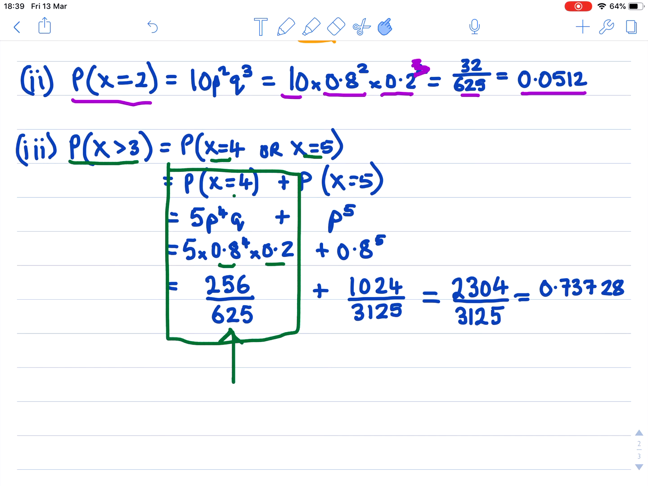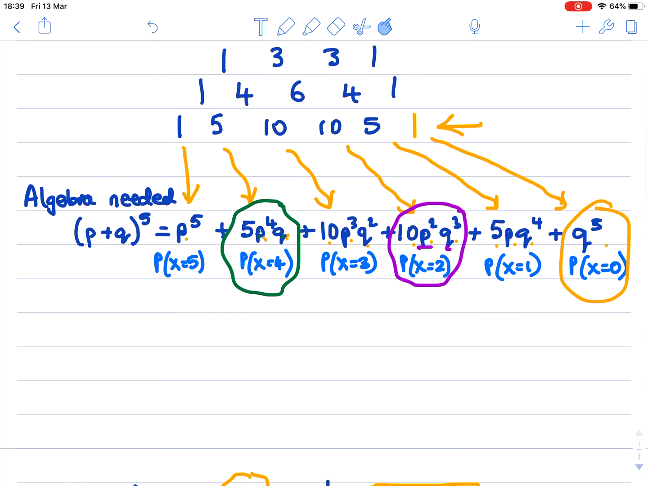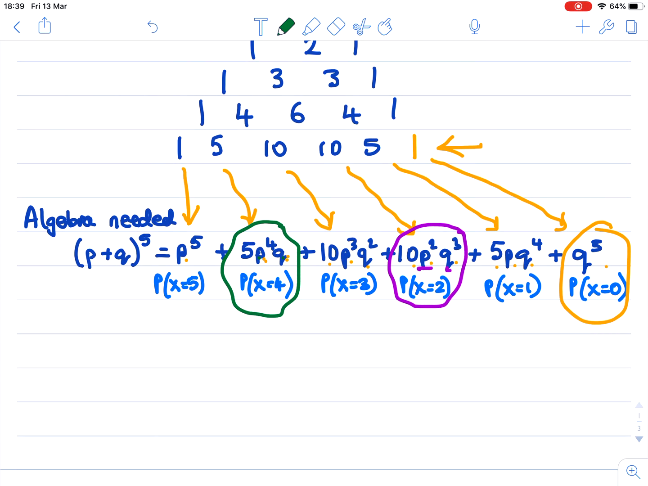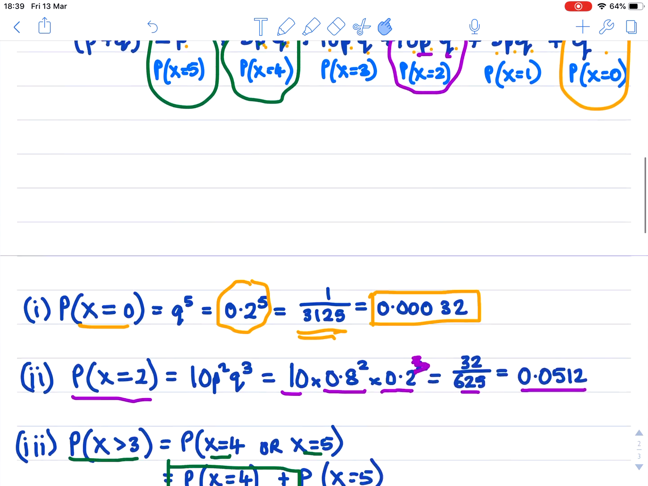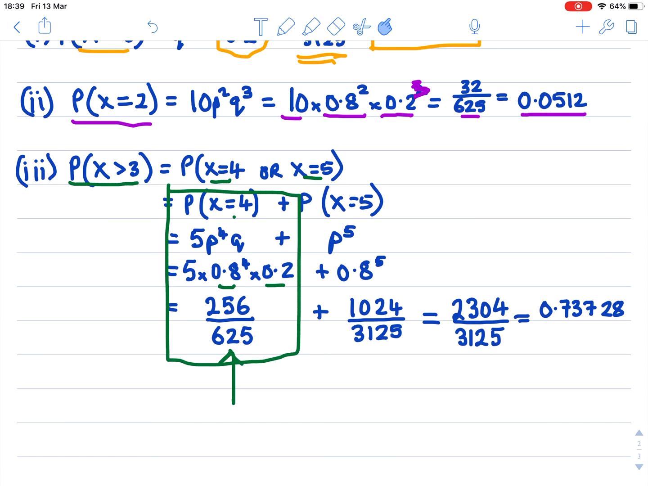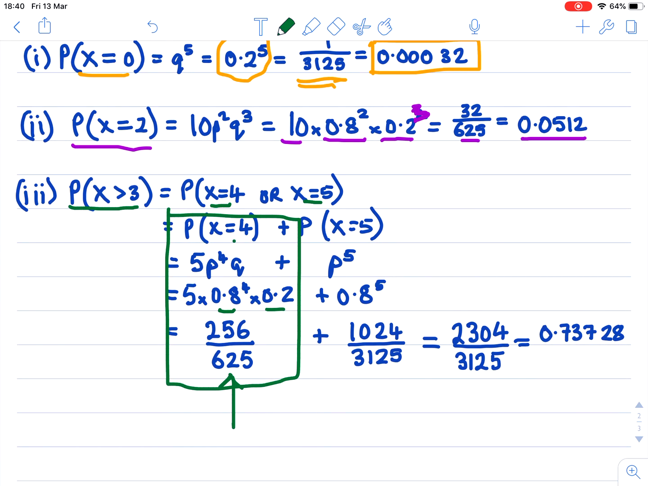Then we look at the probability of scoring 5. So 5 is this option. So to score 5, it's just p to the power 5. So it's 0.8 to the power 5. So it's score 5 times. So you stick that in your calculator. You get that fraction. Add the two fractions together, and then that gives you that answer. Okay.